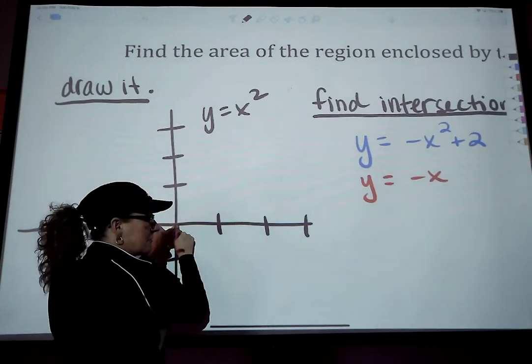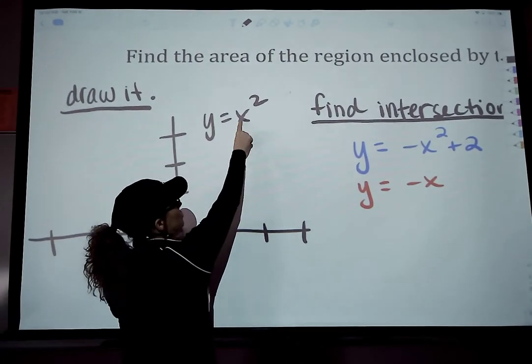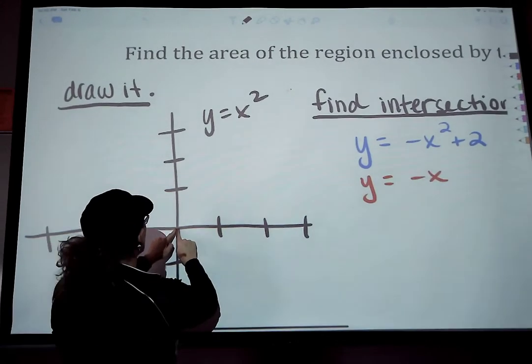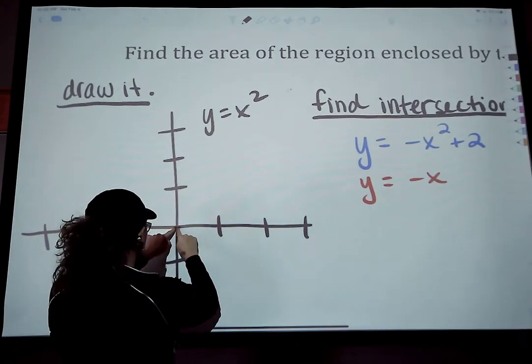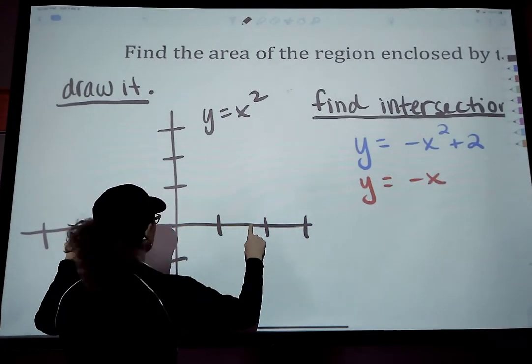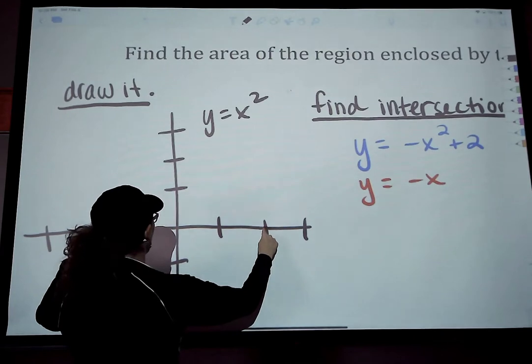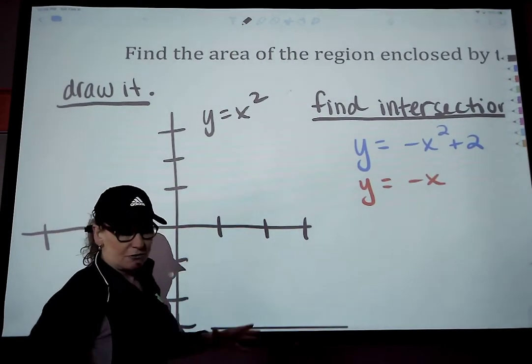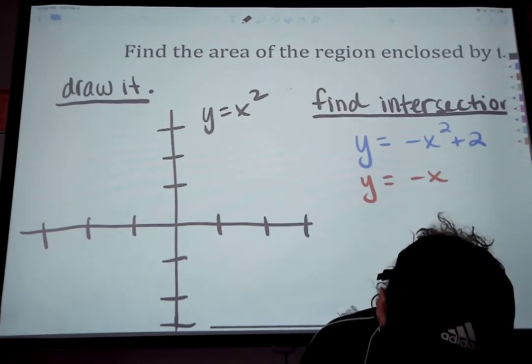I'm going back to my vertex. If I sub in 2 or -2 and square it, I get 4. So from here, I've gone out 1, up 1, go back. Let's go out 2 each direction, up 4. 1, 2, 3, 4. Make your 2 dots. There you go. You've got 5 points to make a parabola.